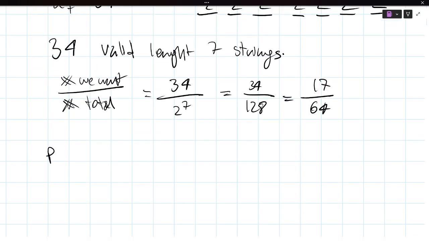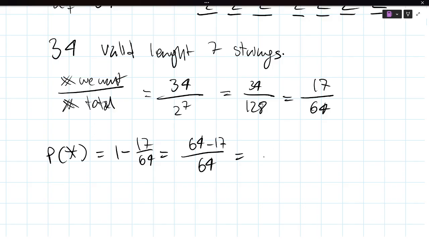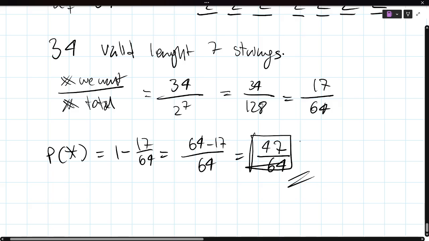Probability star is equal to 1 minus 17 over 64, which is 64 minus 17 over 64, which is it's going to be 47 over 64. And this is my final probability.